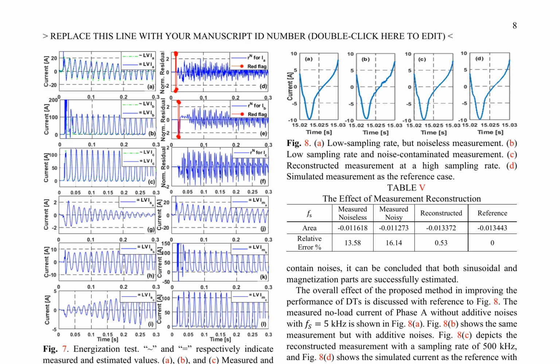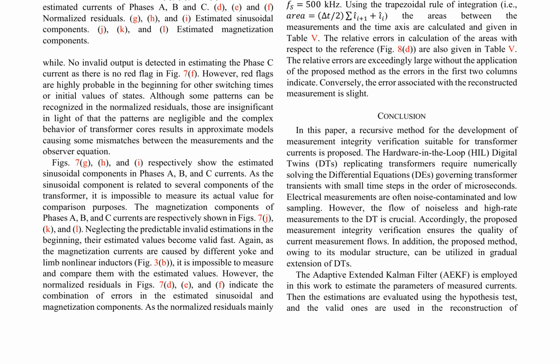The effect of measurement reconstruction on digital twins, DTs, is also explored. Figure 8 illustrates the measured no-load current of phase A with and without additive noises, as well as the reconstructed measurement with a high sampling rate. Table V presents the calculated areas between the measurements and the time axis, along with the relative errors with respect to the reference case. The results show that the proposed method significantly improves the accuracy of the calculated areas.